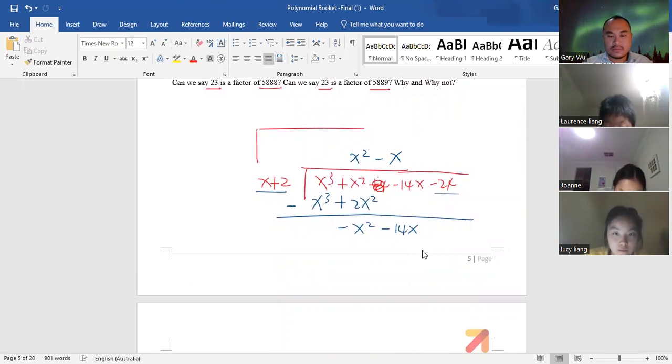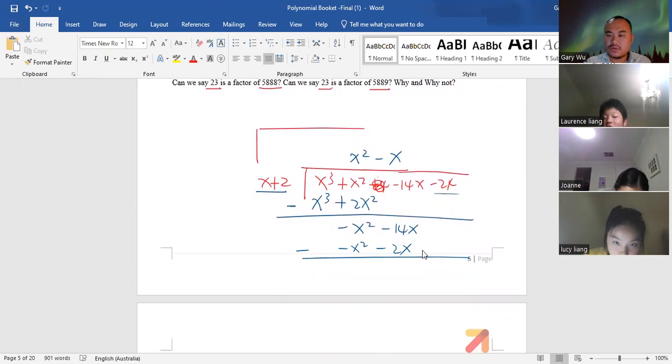Equals minus x squared minus 2x equals 12x. Are you sure? So ask yourself, negative 14x minus negative 2x equals minus 12x, and minus 24, and then minus 12. Yeah, that's it.